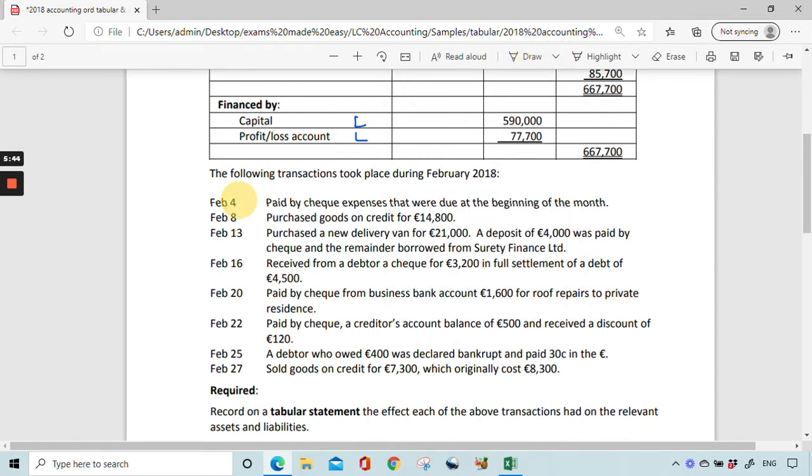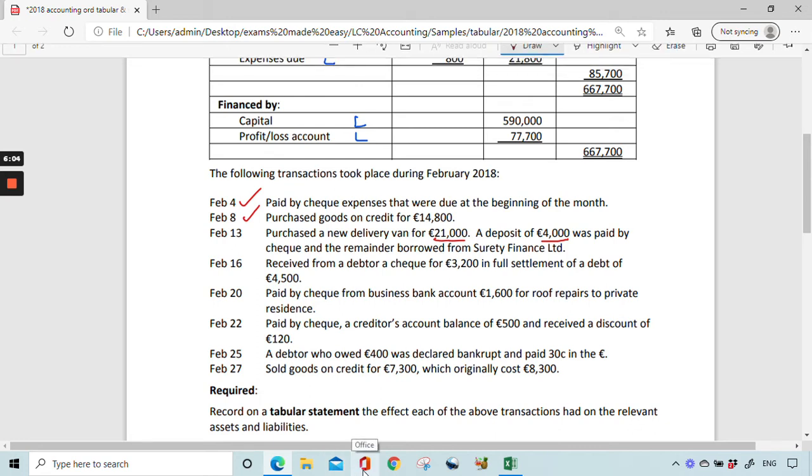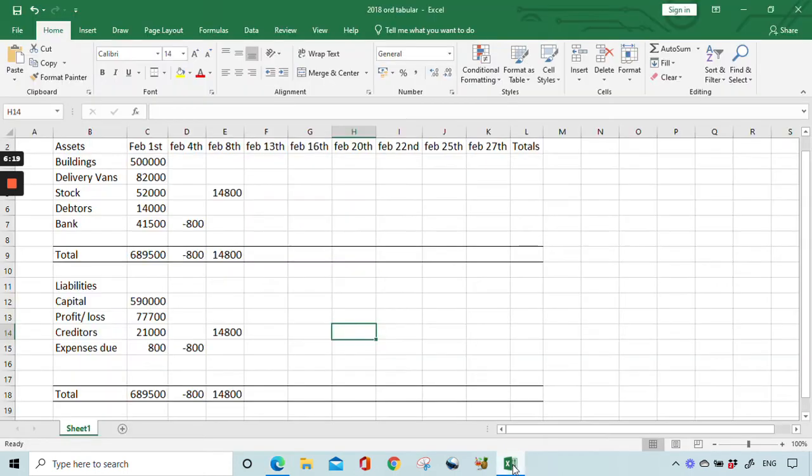So February 4th is done. February 8th is done. February 13th, purchased a new delivery van for 21,000. A deposit of 4,000 was paid by cheque and the remainder borrowed from Surety Finance Limited. Okay, so basically we bought a new van for 21,000, we paid for part of it ourselves from the bank, and we borrowed money from Surety Finance Limited. So this Surety Finance Limited is going to be a new liability.